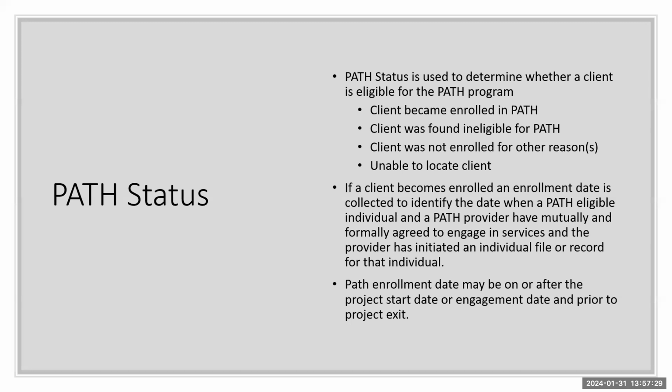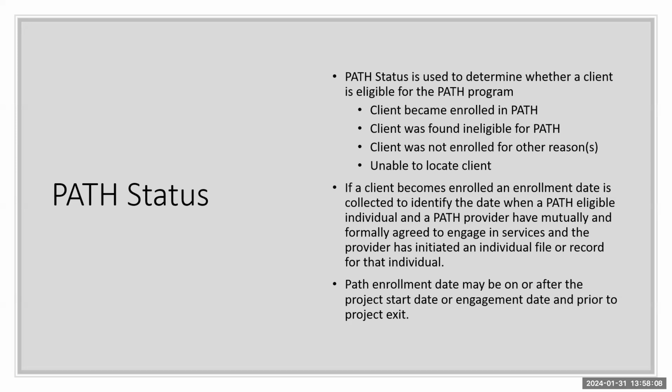PATH status is a data set that is used to determine whether a client is eligible for the PATH program. If they became enrolled in PATH, they were found ineligible for PATH, a client was not enrolled for another reason, or you were unable to locate a client. So if a client becomes enrolled and has an enrollment date, that you collect to identify the PATH eligible individual and the PATH provider have mutually and formally agreed to engage in services, and you've initiated a file or record for that individual.